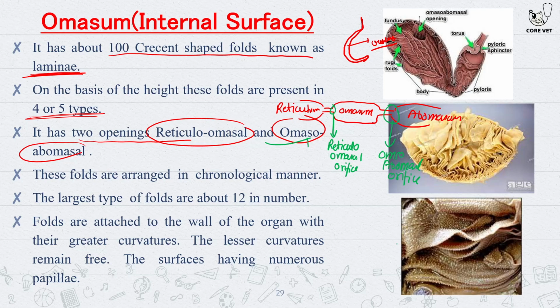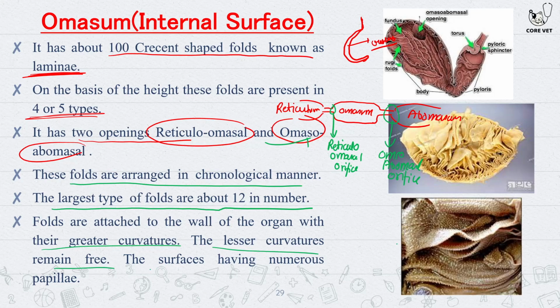Now, these folds are arranged in a chronological manner. The largest of the folds are about 12 in number, meaning of the types of folds that we discussed earlier, that there are 4 to 5 types, the largest crescent shaped folds are 12 in number. And the folds are attached to the wall of the organ through their greater curvature, while the lesser curvature remains free and has numerous papillae.